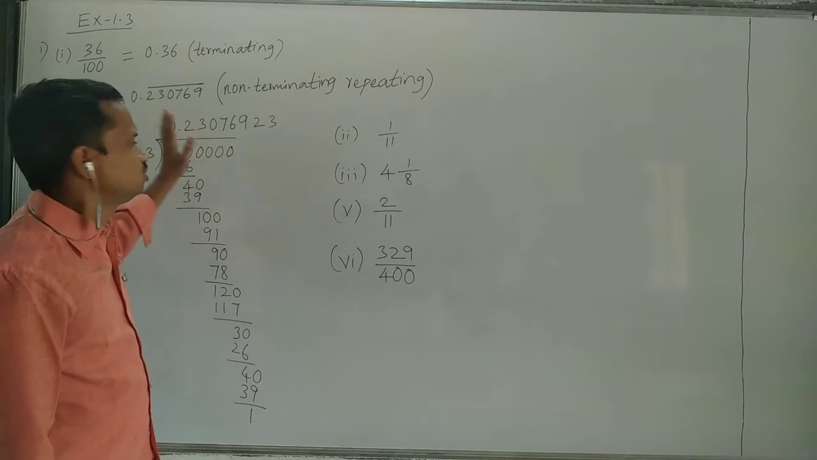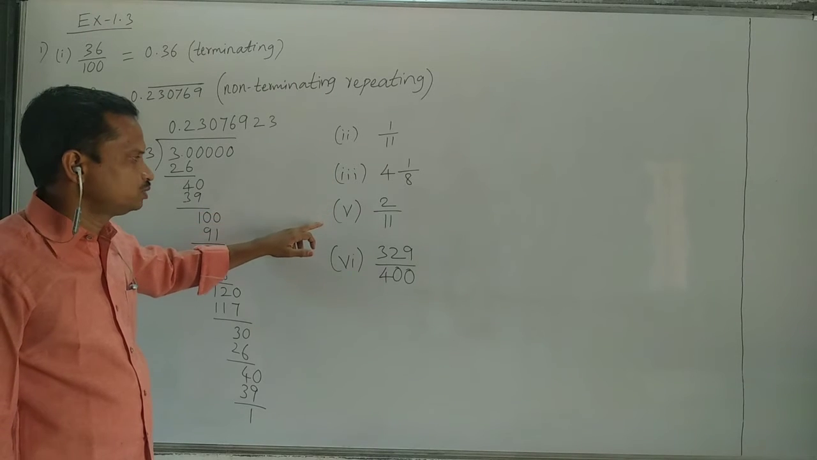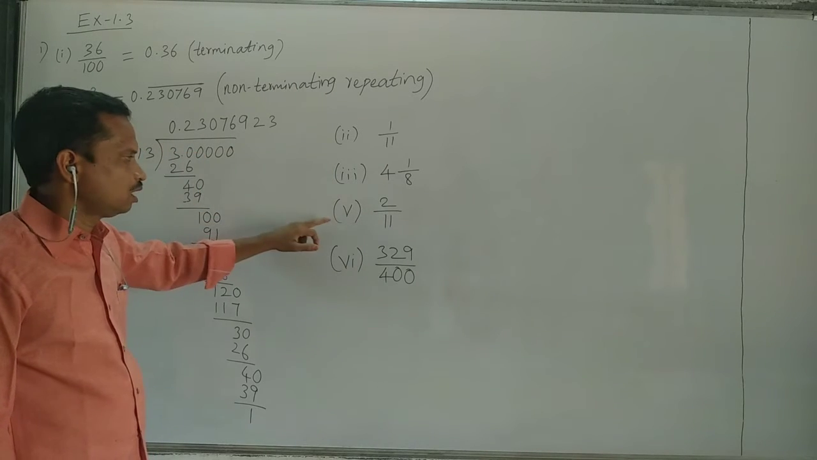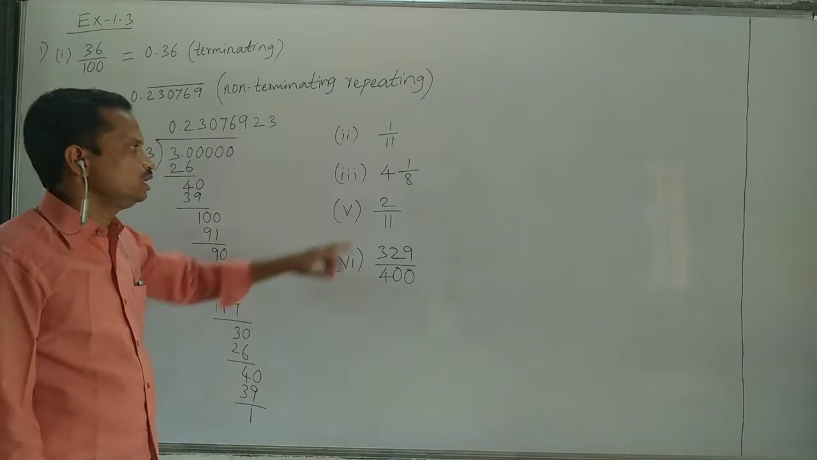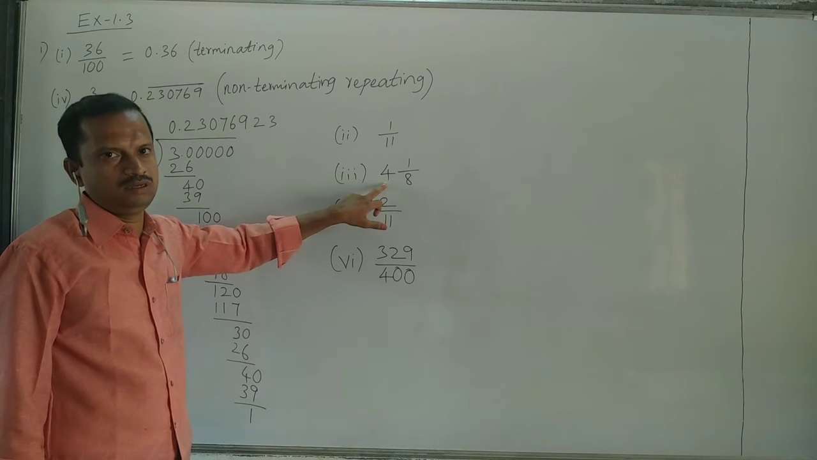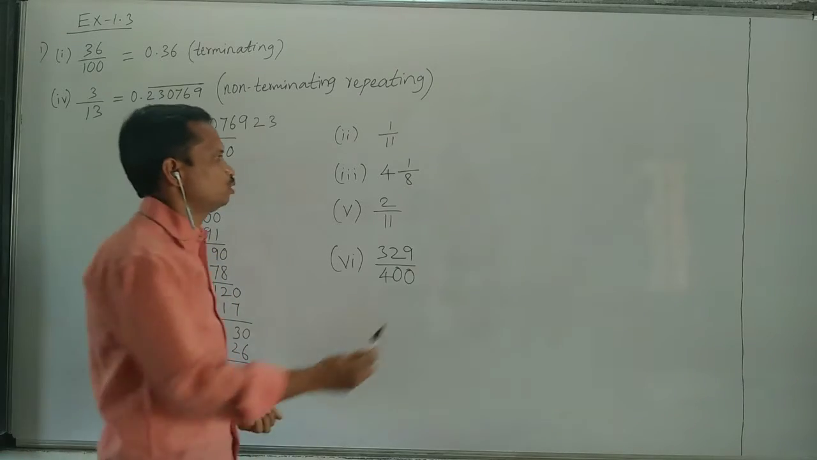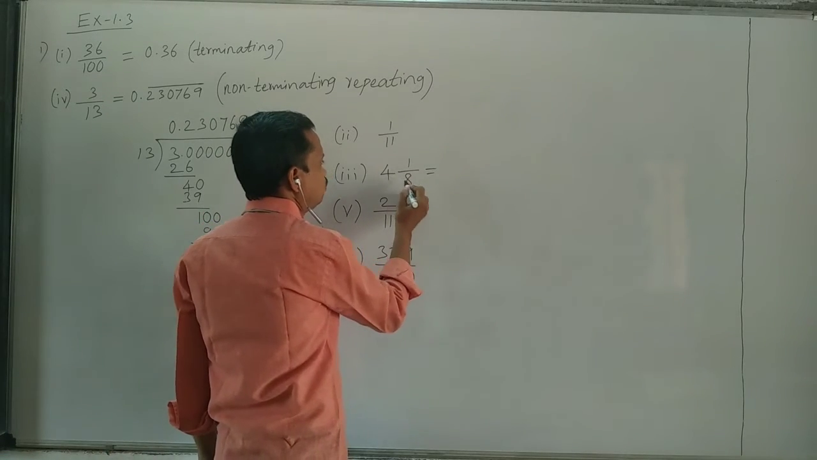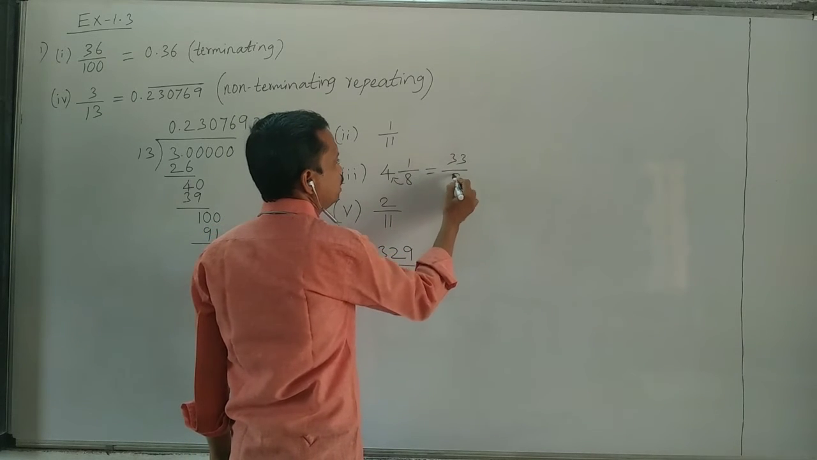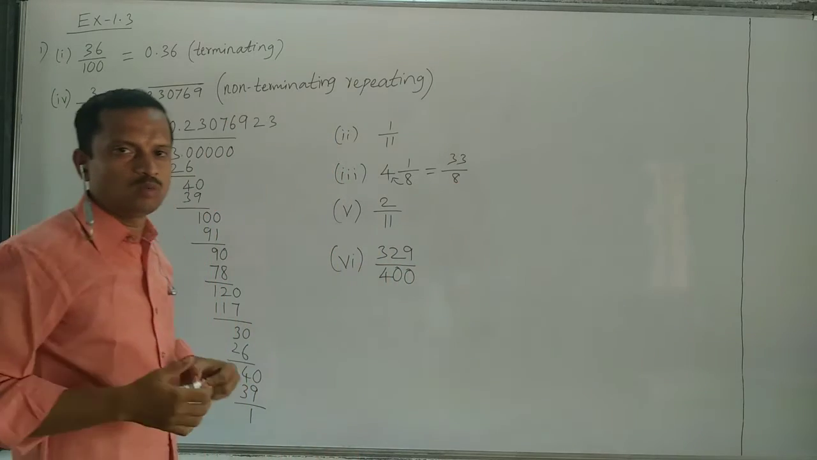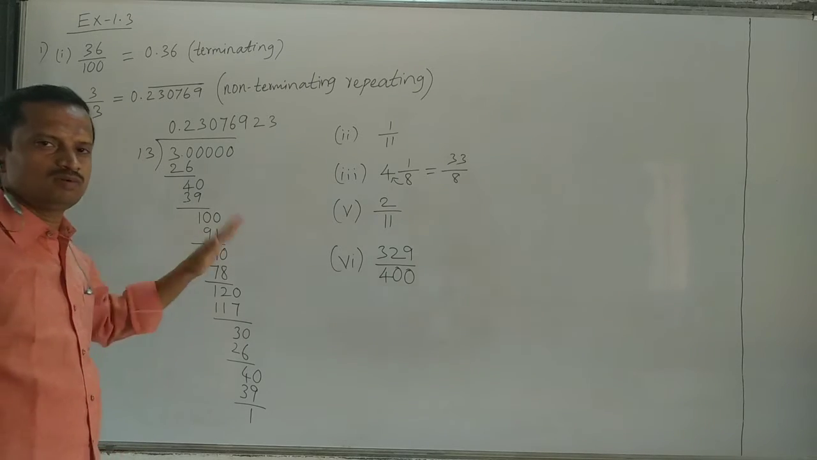And now you see in the same question, option 2, option 3, option 4 we did, option 5, option 6. So the other options you take as common. You see here, this is 4 1 by 8. It is in mixed form. So you convert this to improper form. What will come? 4 into 8, 32 plus 1, 33 by 8. And again you divide and find what kind of decimal expansion it is. Okay. So this is the first sum.